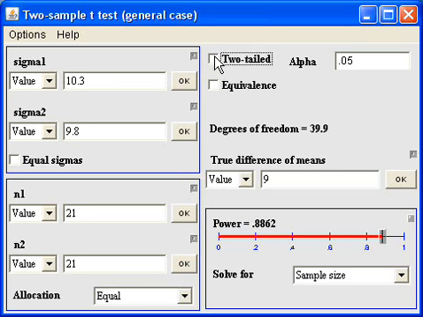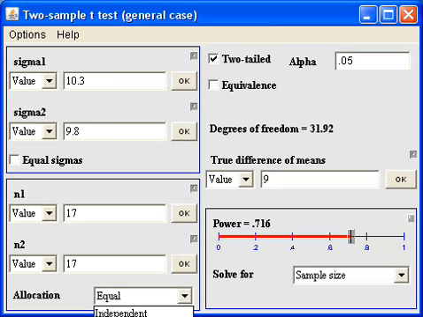If you move to a one-tailed test, you can see that one-tailed tests are more efficient than two-tailed tests. We would only have needed a sample size of 17 for a one-tailed test. But I'll shove it back in.